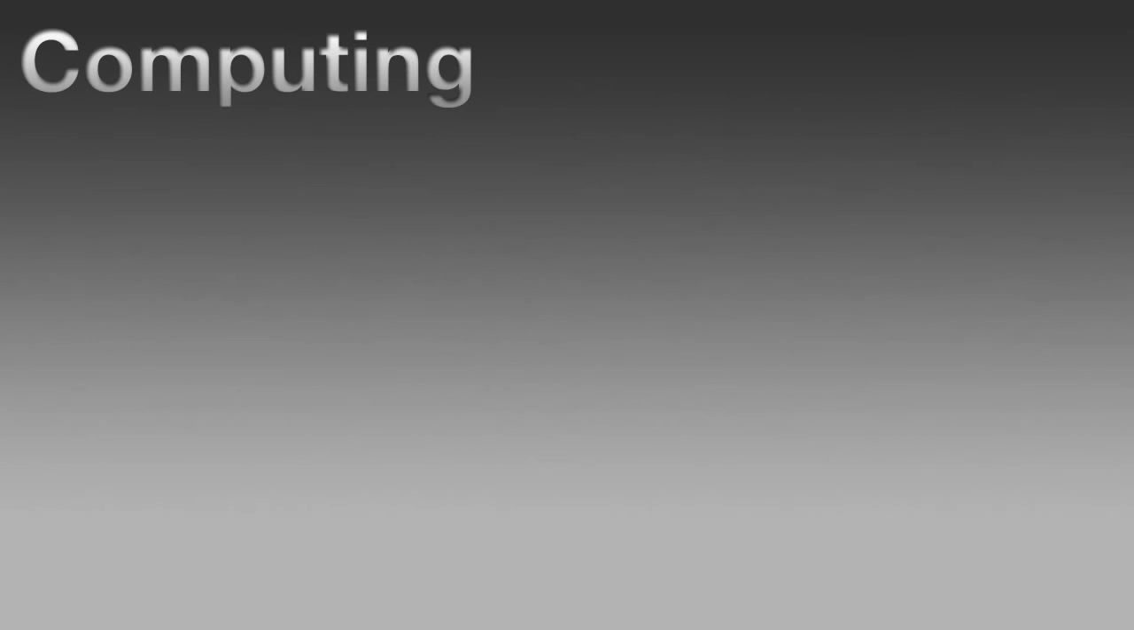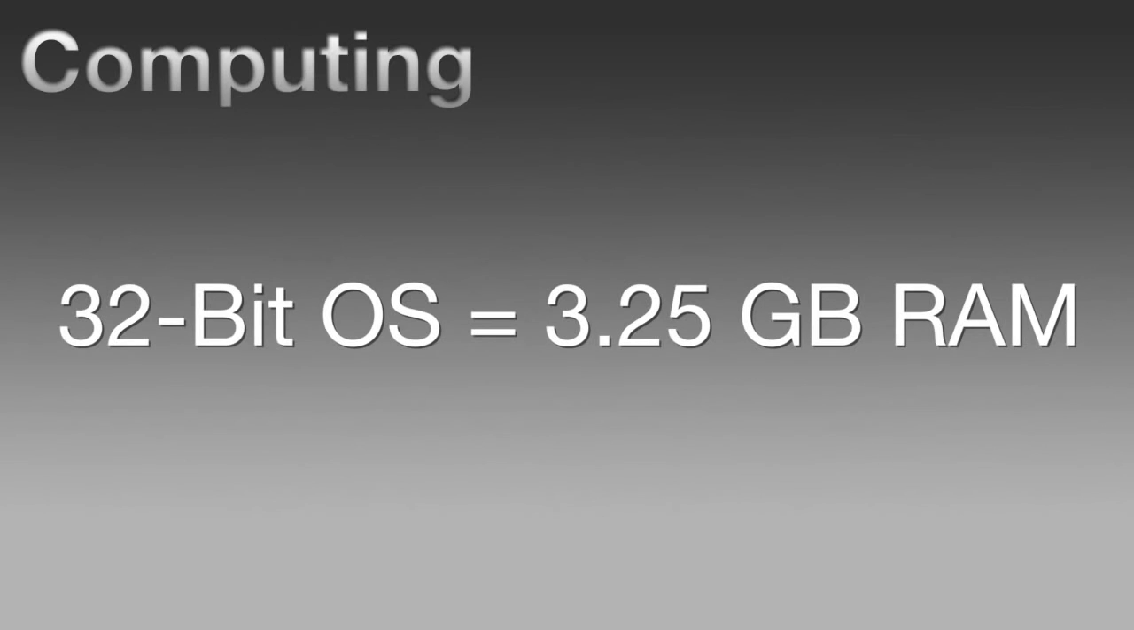Now, how are these bytes useful to us exactly? Well, if you're running a 32-bit OS, you're typically restricted to about 3.25 gigabytes of random access memory. That is the memory in your computer that helps applications run faster, and it allows you to run more applications at once because you don't have to load information from a hard drive.